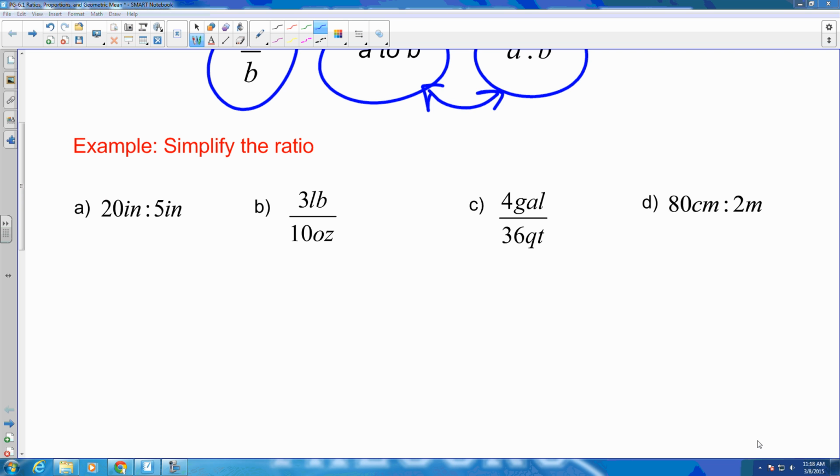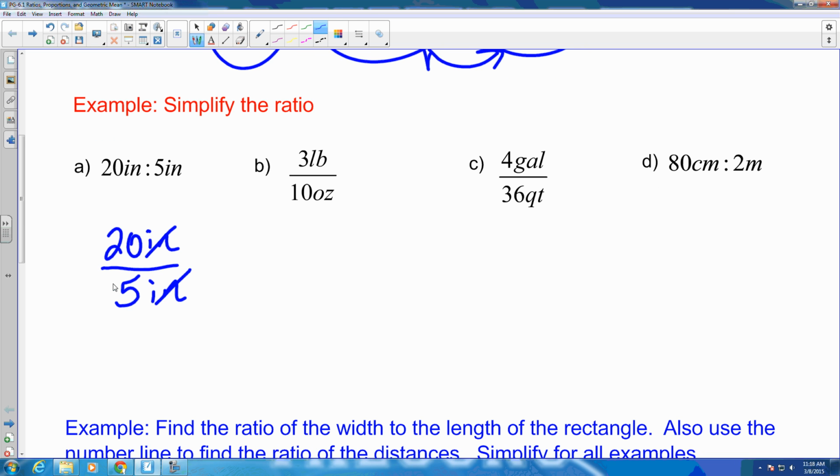So you can rewrite this as a fraction, 20 inches over 5 inches. Since I got inches on the top and inches on the bottom, that can cancel. And 20 divided by 5 is 4. So my simplified ratio for this particular example is 4 to 1.